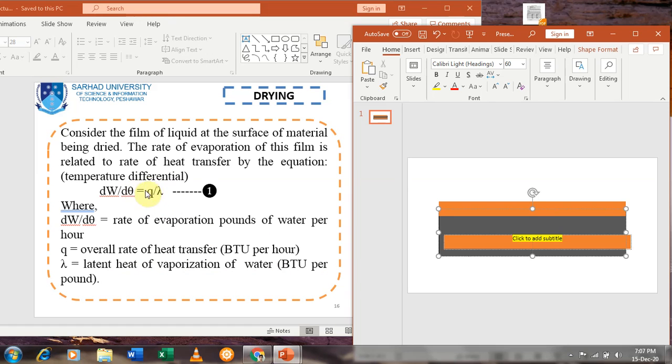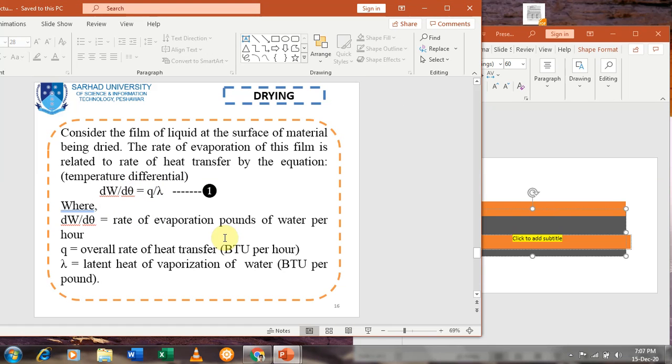In both cases, Q is directly proportional to the rate of heat transfer, while lambda, the latent heat of vaporization of water, is inversely proportional to the rate of heat transfer. That is equation number 1.